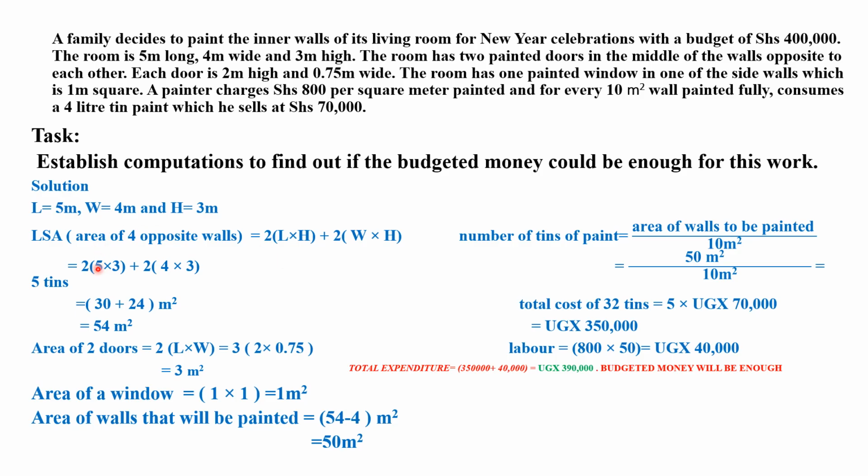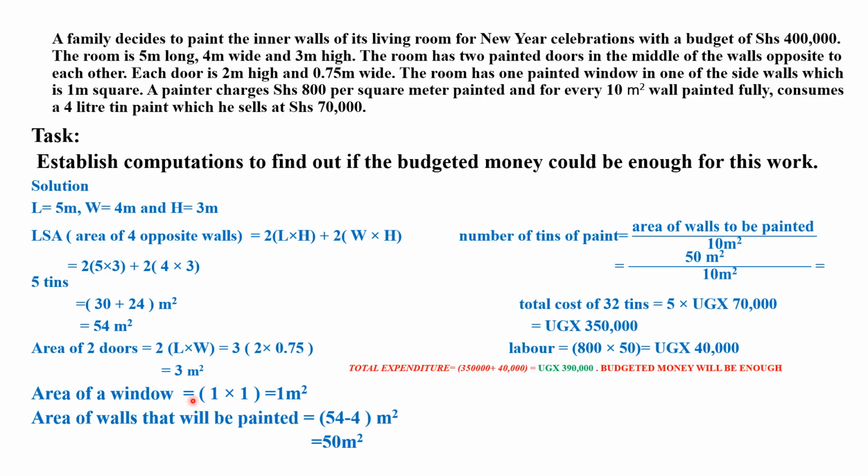So you'll come here and say 2 into 5 times 3 plus 2 into 4 times 3. And then here we shall come up with 30 plus 24. I get 54 square meters as the area of the walls that must be painted.